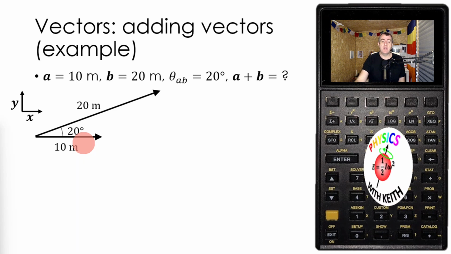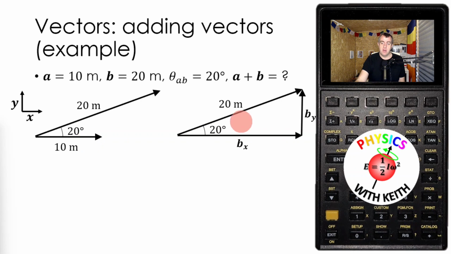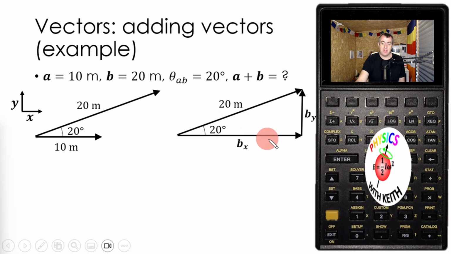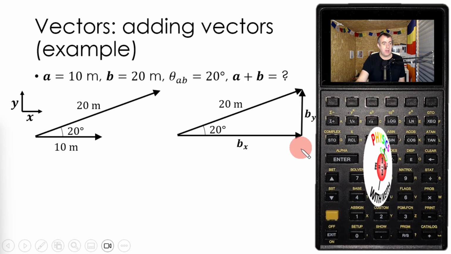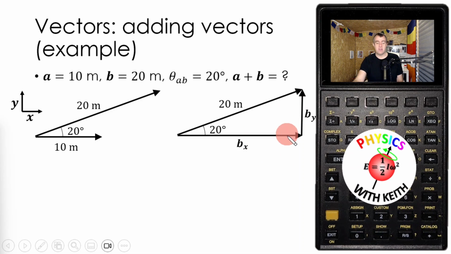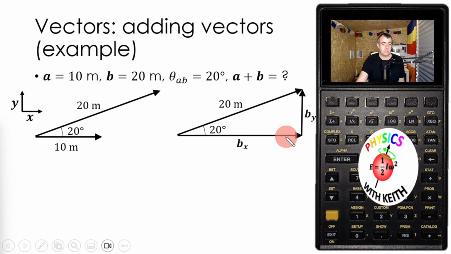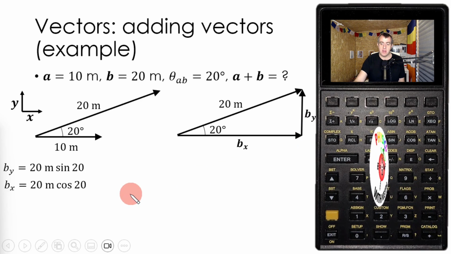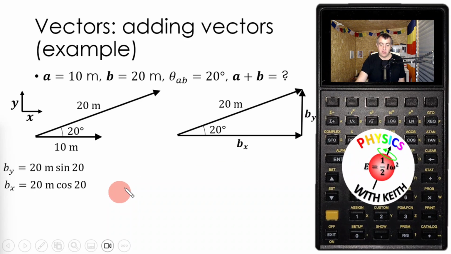B has components in the X and Y direction. So this is B. In the X direction, I can say that's BX, and in the Y direction, I can say that's BY. And that's a right-angled triangle. So what's BX and BY equal? Well, we could do some maths.